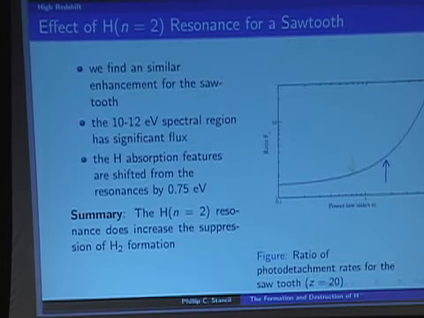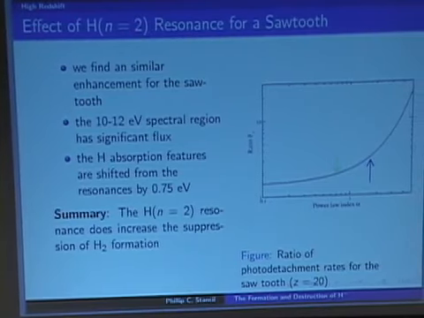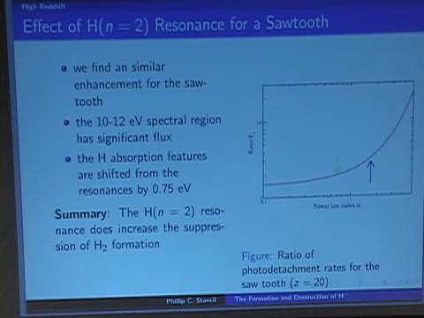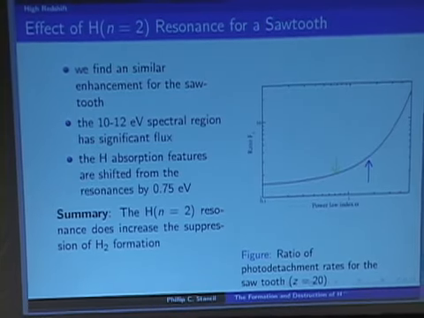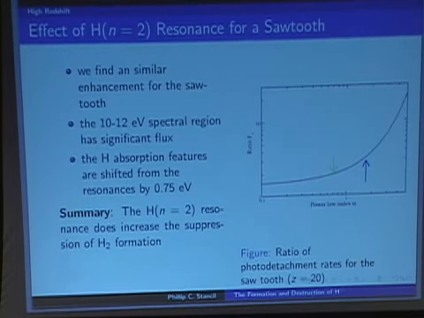Okay, so we did a similar calculation. It turns out we actually find a similar kind of suppression factor for that more complicated radiation field, a factor of 2 or 3, depending on the power law. So in summary, considering this resonance, which the cosmologists left out, would increase the suppression of H2 by factors of 2 or 3 or so, depending on the model you adopt.